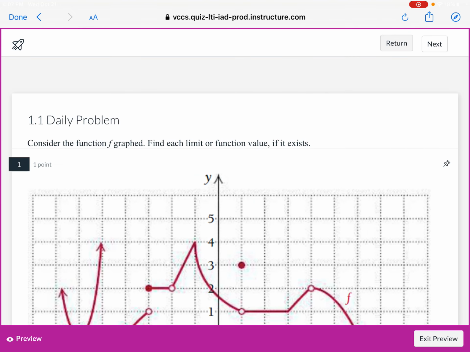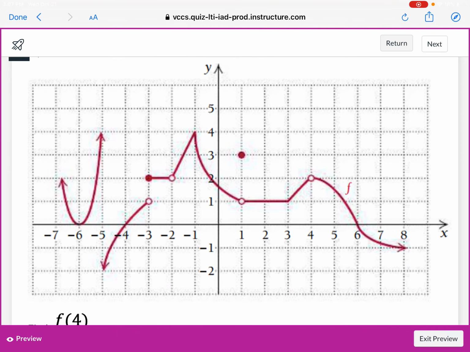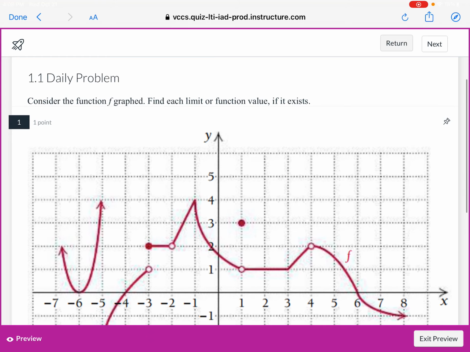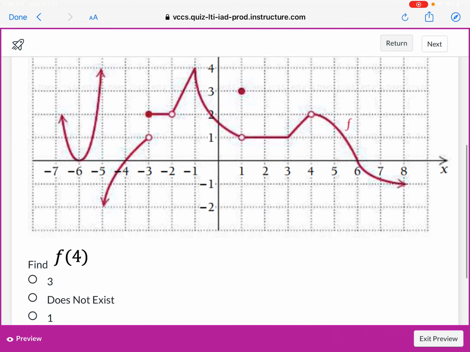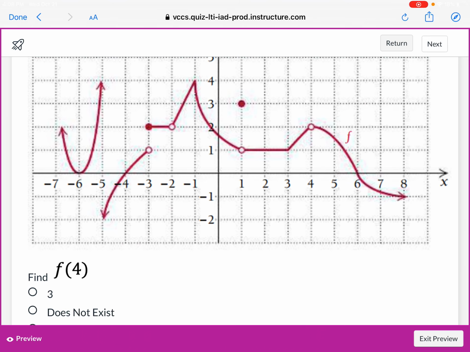Okay. Consider the function f graphed. It's a crazy looking function, isn't it? I'm not sure if I created this function myself or if I just got the picture copied somewhere. But let's see. Find each limit or function value if it exists. So the first one is not a limit problem. It's asking me to find f of 4.